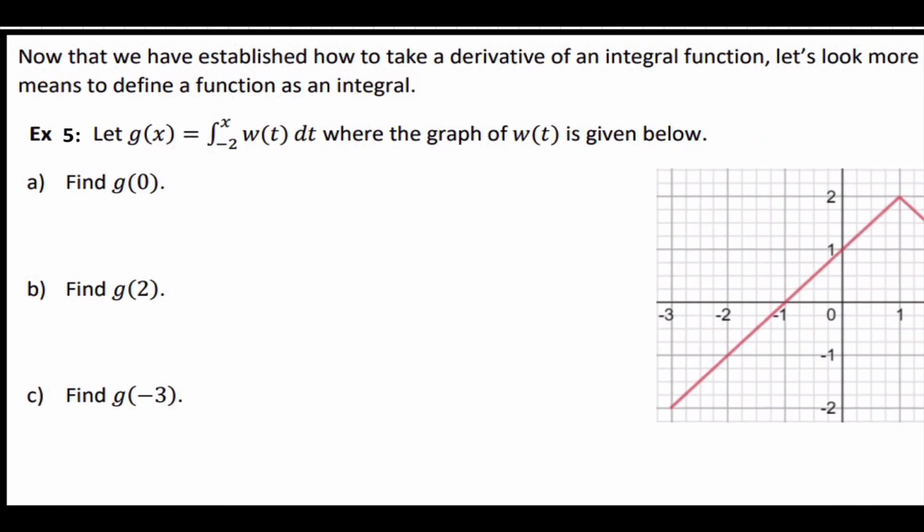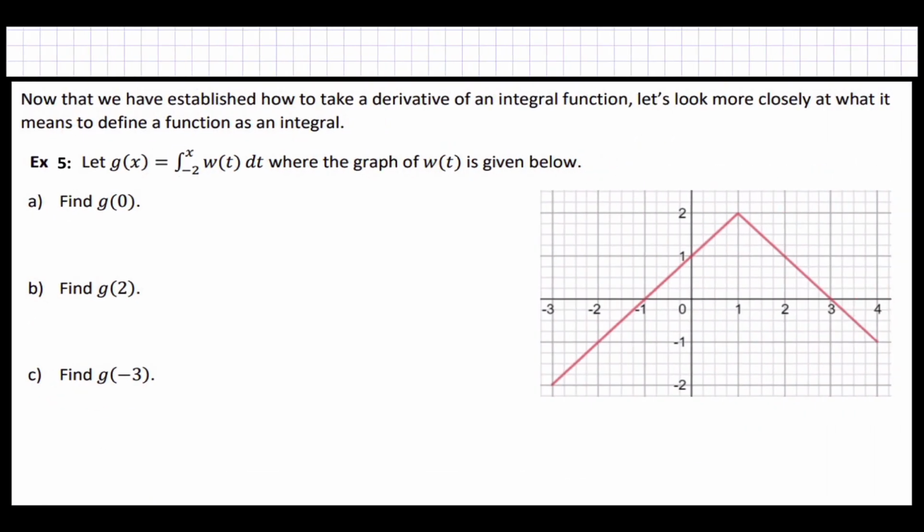Where the graph of w of t is given below. Okay, so w of t is given below. That's important to know. This is w of t. It's not g of x, it's w of t. Okay? They want us to find g of 0. G of 0. Doesn't that mean I just plug in 0 for x? Okay, let me do that.